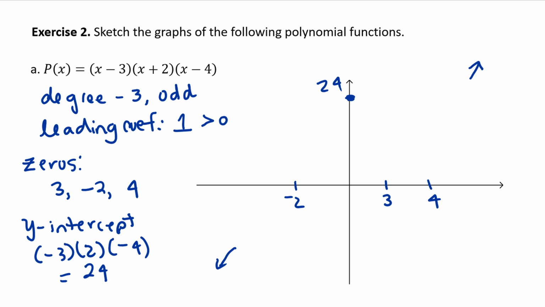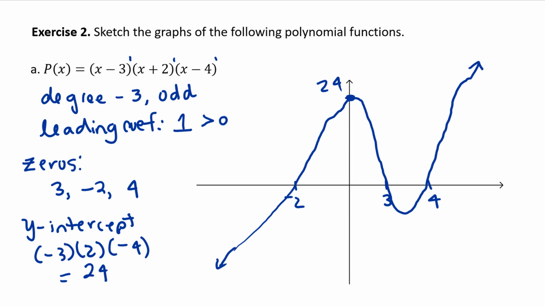Now let's note that each of these zeros is multiplicity 1. X minus 3 is to the 1, x plus 2 is to the 1, and x minus 4 is to the 1. And the multiplicities theorem tells us that if it's raised to an odd power, we go through. So we'll go through -2. Let's hit that y-intercept, come down, go through 3, go back up through 4, and we have a rough sketch of the polynomial function of degree 3.